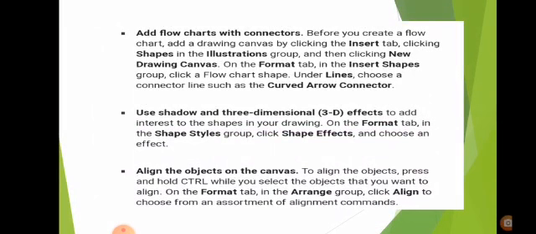Use shadow and three-dimensional (3D) effects to add interest to a shape in your drawing. On the Format tab in the Shape Styles group, click Shape Effects and choose an effect. Align the objects on the canvas. To align the objects, press and hold Ctrl while you select the objects that you want to align. On the Format tab in the Arrange group, click Align to choose from the assortment of alignment commands.